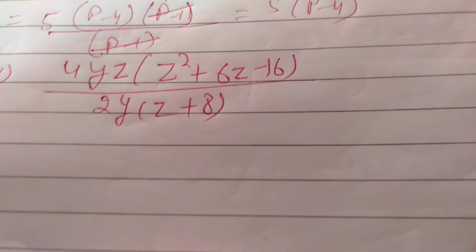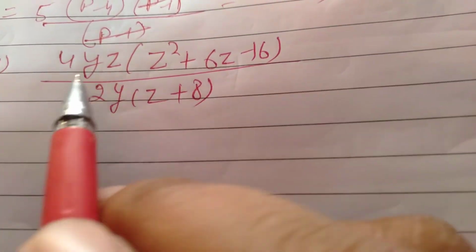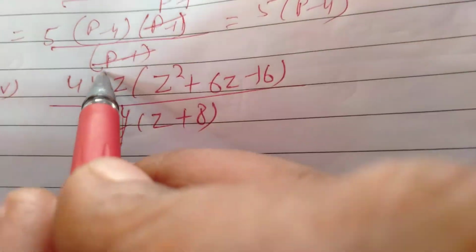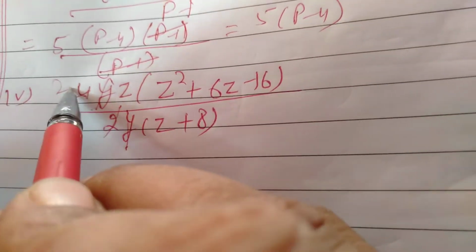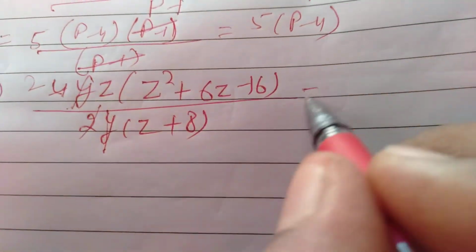This is the solution. Let us come to the fourth part. You can see 4yz we have given at first. We can cut y by y, and 2 twos are 4. So we have to factorize now this trinomial.